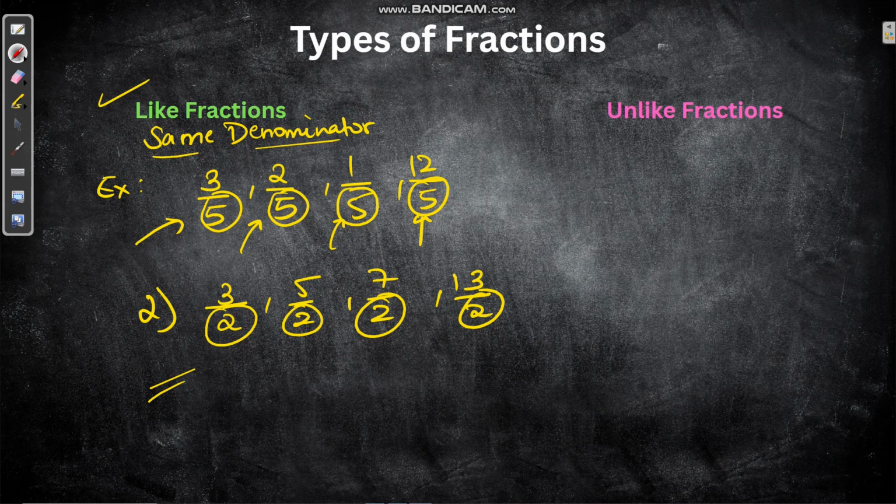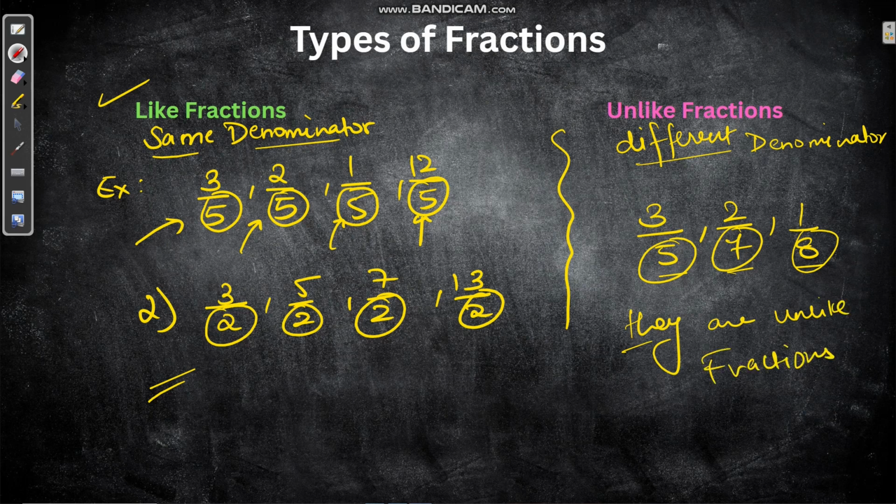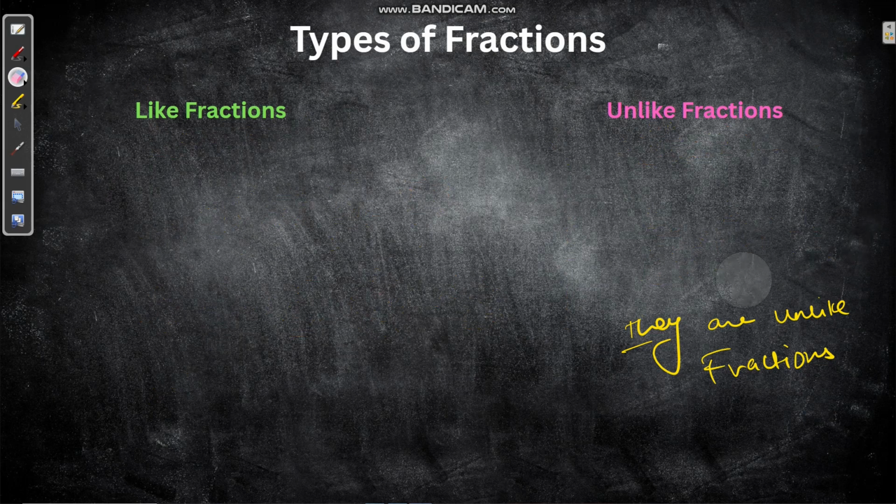Okay, let's move on to unlike fractions. So this is the opposite of like fractions. So if you have different denominators, then they are called unlike fractions. For example, I'll use 3 by 5, 2 by 7, 1 by 8. Now if you notice, the denominators are different, so they are called unlike fractions. So the first type is like fractions, second one is unlike fractions.